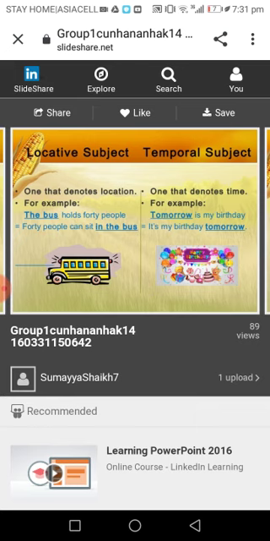Let's take an example: the bus holds 40 people. So here the bus refers to what? It refers to locative. But when I say that it refers to the source, for example, I left from, or I went from home. The position of leaving, which is home, refers to the source, because I was at home, then I left. But if I say that concerning the goal, it refers to what?